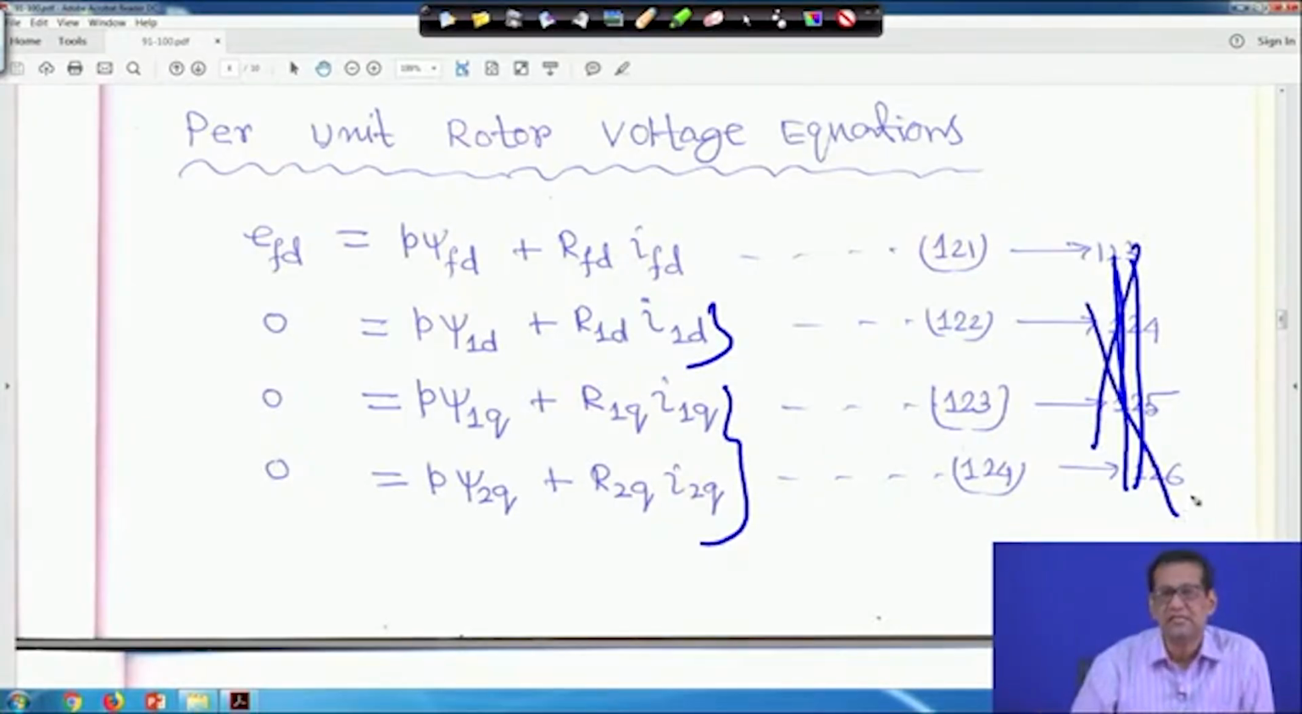This side you should not see. In the subsequent pages also this will come, but you skip that one, only you see this equation number, you will follow this equation number, right.